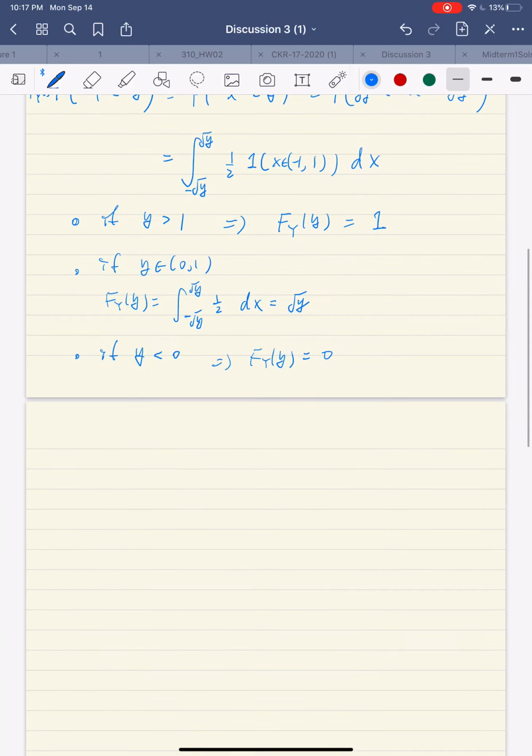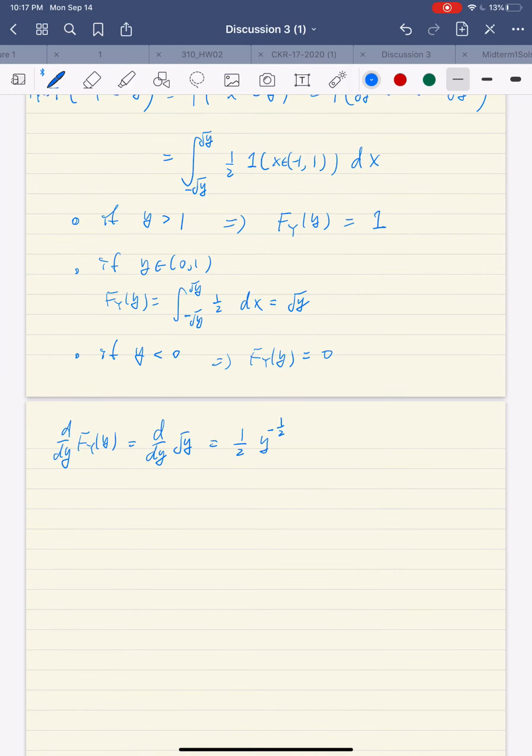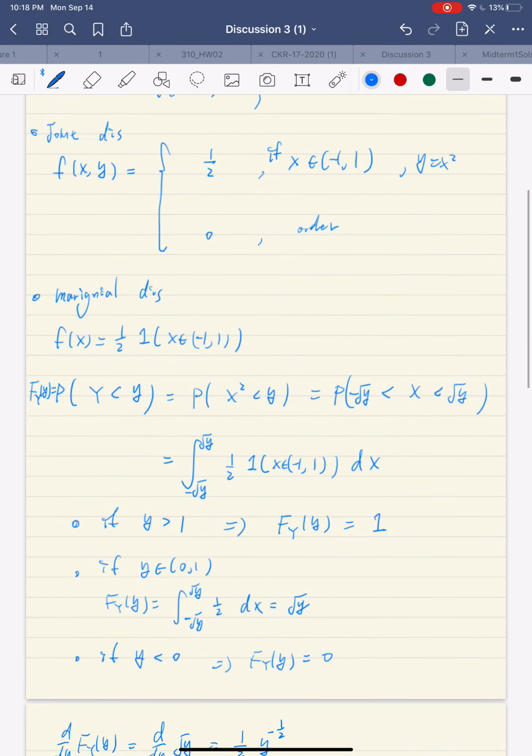Okay, so in this case we can find the derivative of F_Y(y). The derivative of square root of y is 1/2 y to the negative 1/2. So we can define the CDF like this, and the PDF like this, with the indicator function from 0 to 1.